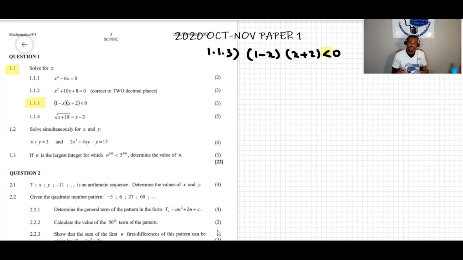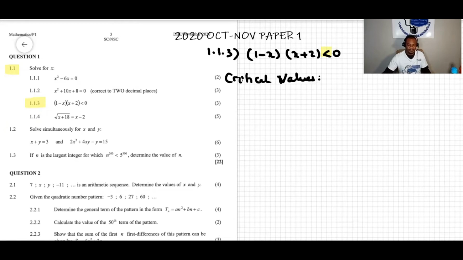So first we're going to identify the critical values. Those critical values will determine the boundaries of the interval over which the solution of x is. So first, we're going to find the critical values. I'm going to write here: critical values.